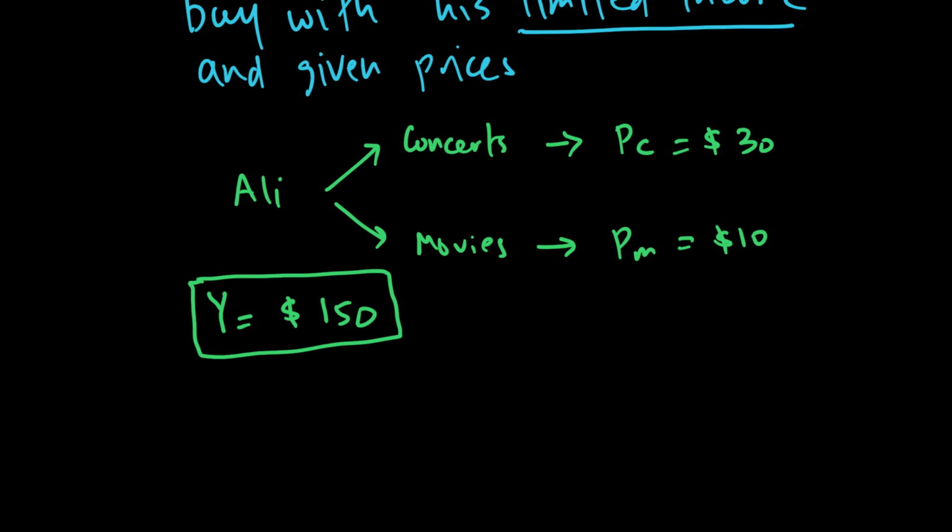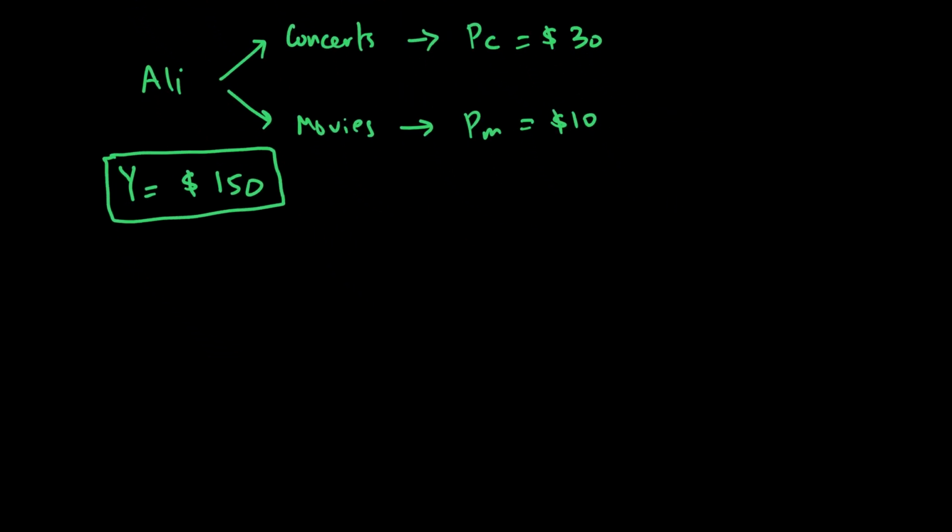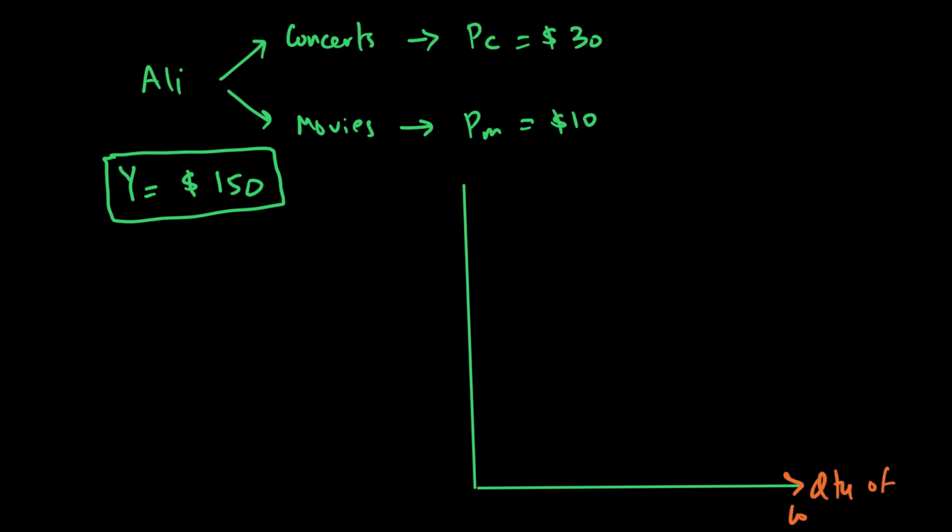So the budget line looks like a linear line, where on my x-axis, let's say I put the quantity of concerts, and on my y-axis I'm going to put the quantity of movies. So the budget line looks like a linear line, something like this for us.